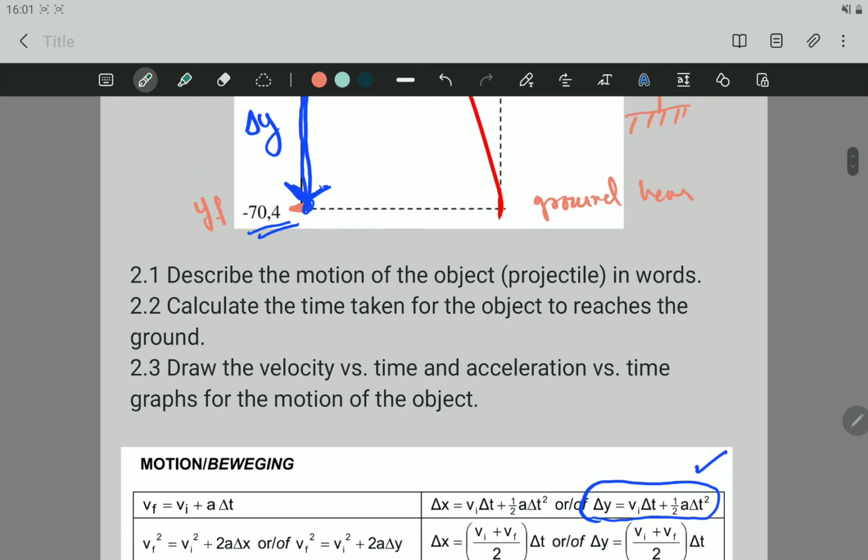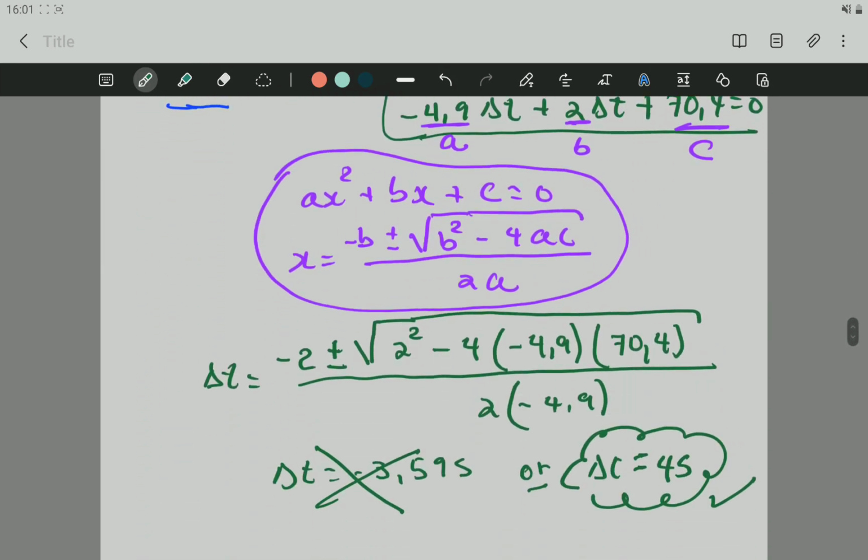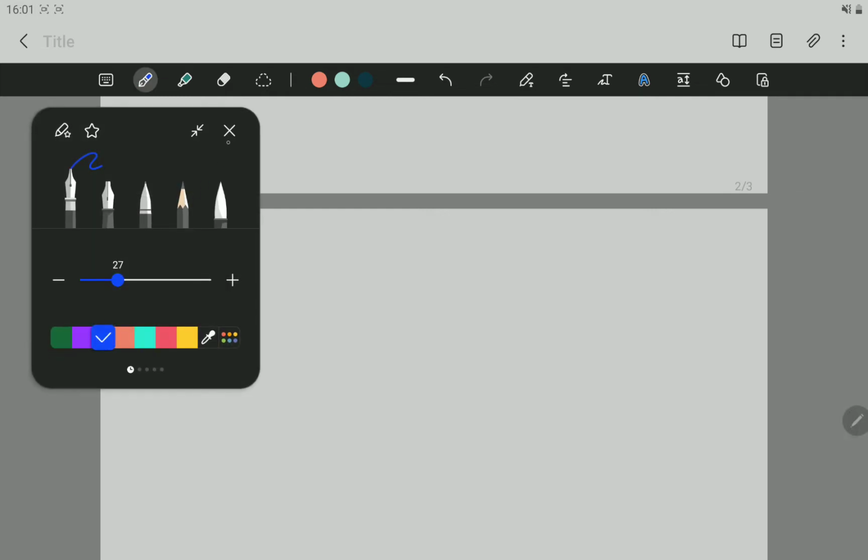Question 2.3. Draw the velocity versus time and acceleration versus time graph for the motion of the object. Okay, so let's draw the graph. This is question 2.3. So now, graph of velocity versus time. This is not going to be at scale. It does not need to be at scale.